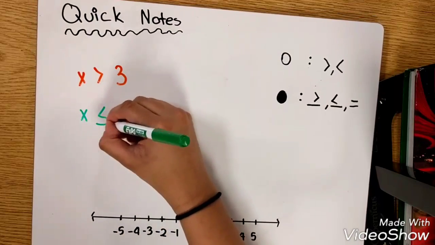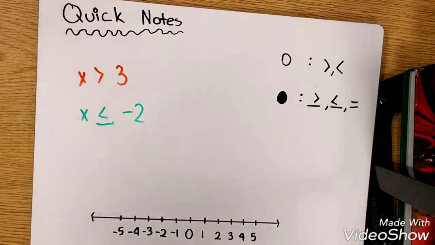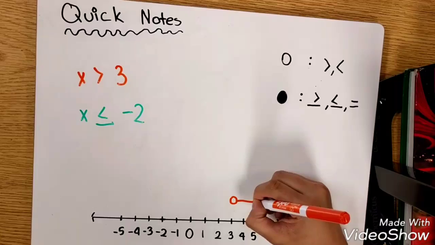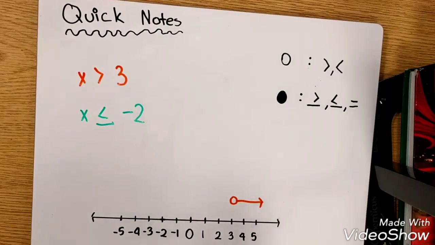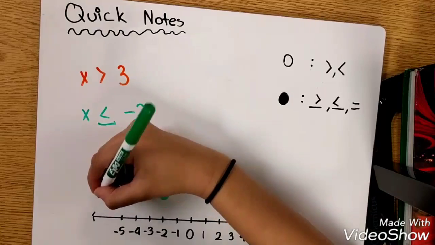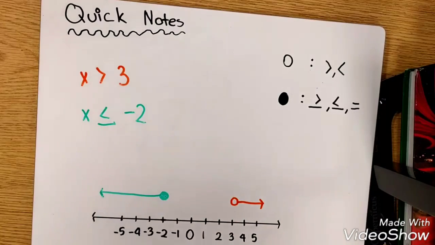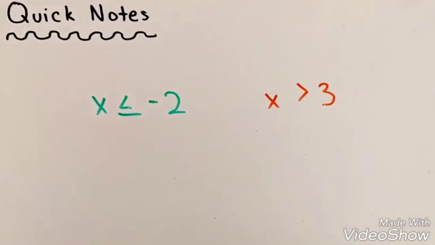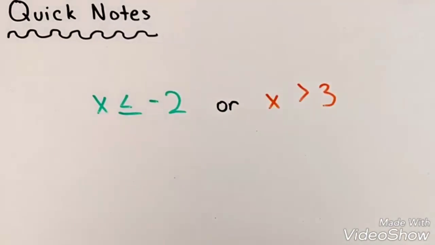We have the inequalities x is greater than 3 and x is less than or equal to negative 2. The first inequality is graphed with an open dot and it faces right, while the second inequality is graphed with a closed dot because of the equal sign and it faces left. These two inequalities together are an OR statement, but we'll get to that in a bit.